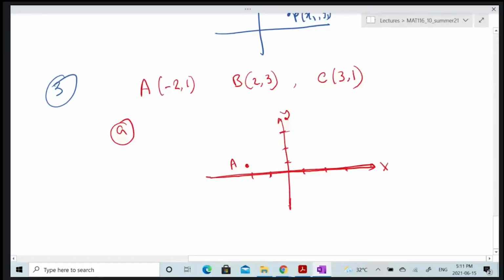First quadrant. Yes, B and C, both of them are going to be in the first quadrant. So 2, 3 is B, and 3, 1 is C. Both have positive signs, first quadrant. So let's join them, and you see we got a very nice triangle, ABC. So the first part is done.